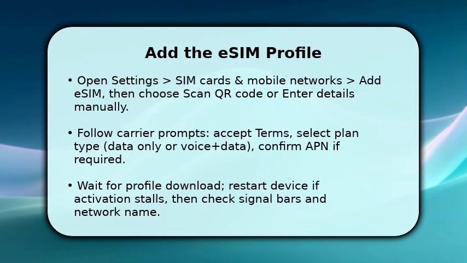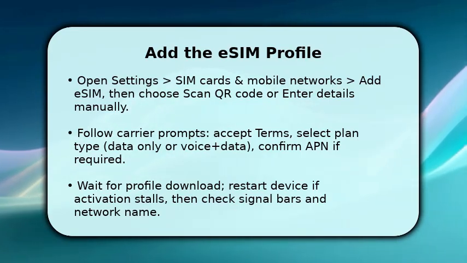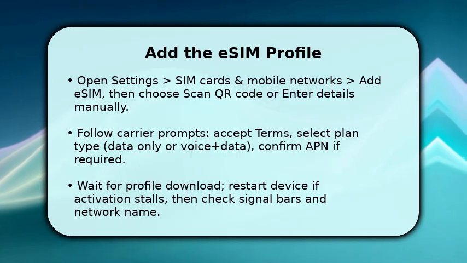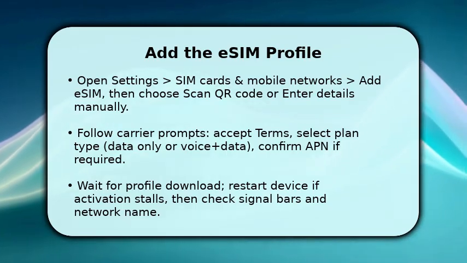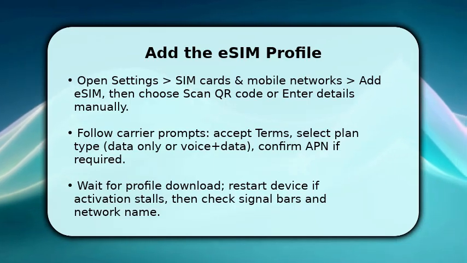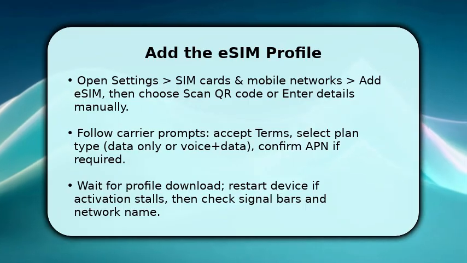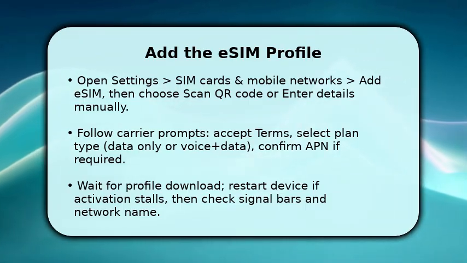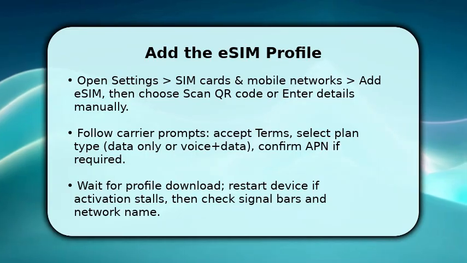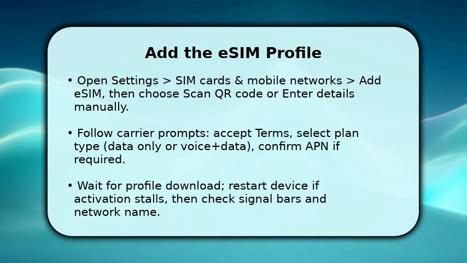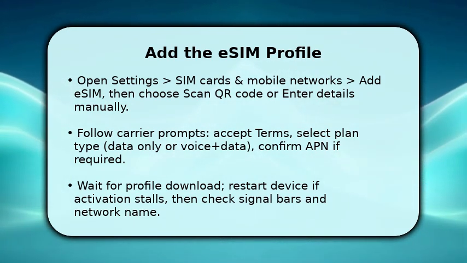You'll now add the eSIM profile. Open Settings, SIM cards and mobile networks, and choose Add eSIM. You scan the QR code for automatic configuration or enter details manually if provided. During this step, accept the carrier's terms and pick the plan type, data only or voice plus data. Then verify APN settings if prompted. Incorrect APN blocks data. Once the profile downloads, the system installs it. Make sure you activate the profile in the SIM settings and watch for signal. If it hangs, restart the tablet and retry.